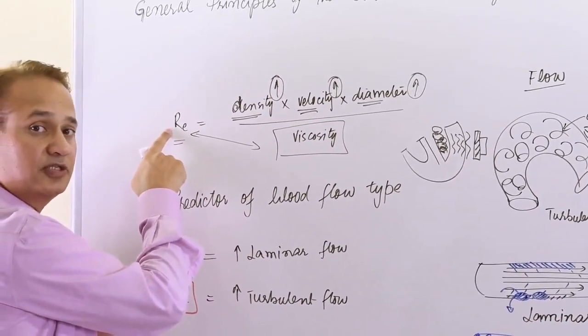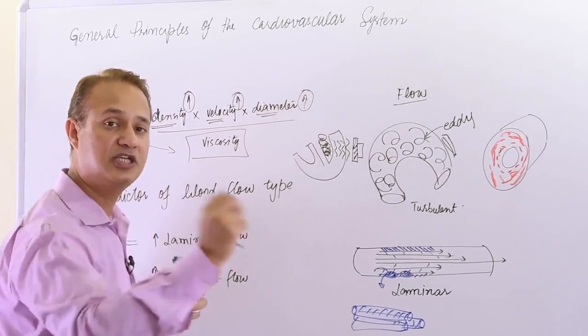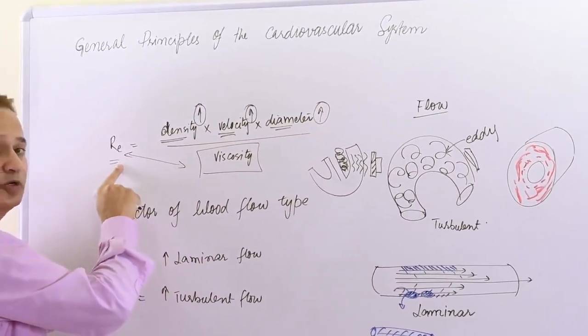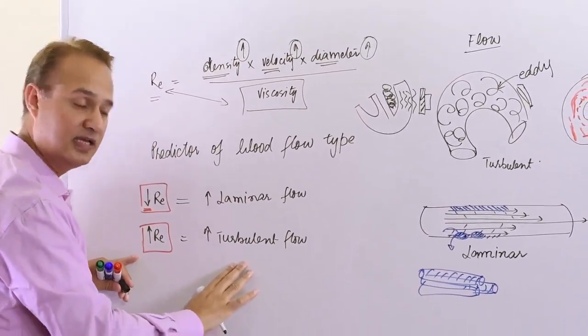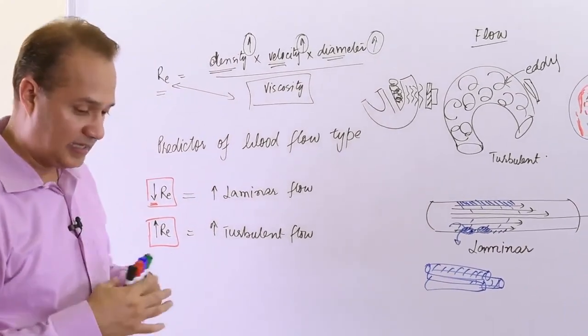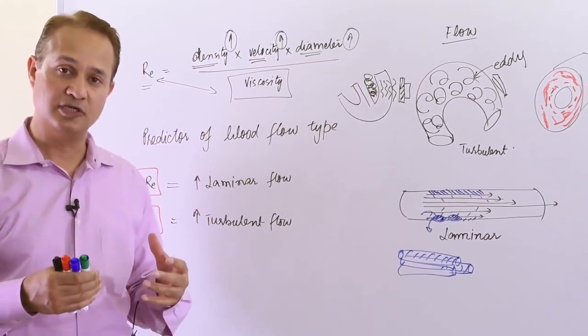These are directly proportional. These are the inertial forces. They are causing inertia in the blood. When inertial forces increase, Reynolds number would become big. A bigger Reynolds number would mean turbulent flow. So Reynolds number, once again, is the best predictor of the type of blood flow that you would expect.